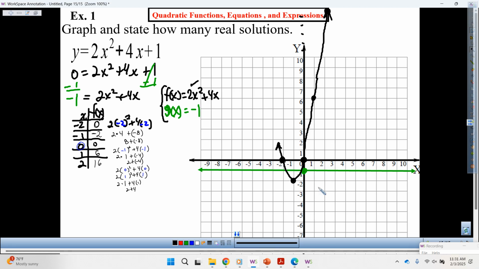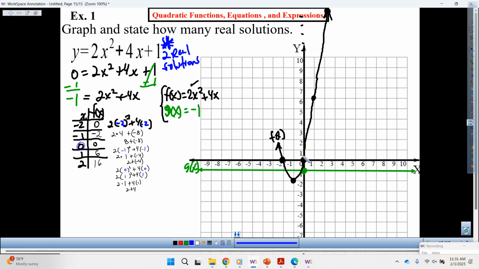All right. And this is f of x, and this was g of x. So look up, please. This one says graph and state how many real solutions. For this one that we just did, I'm going to put an asterisk here: 2 real solutions.